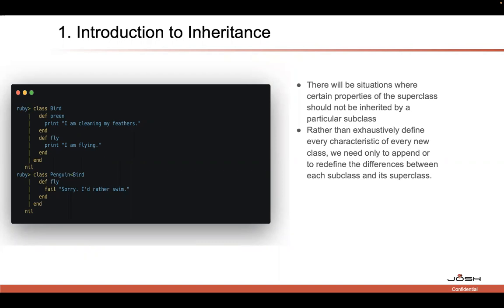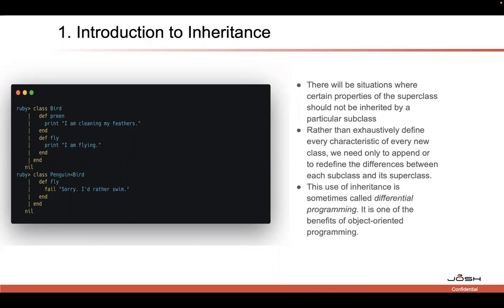Basically, this type of situation will come when a subclass cannot inherit a particular method of a superclass. So it is also called differential programming. Okay, so it is basically one of the benefits of object-oriented programming.